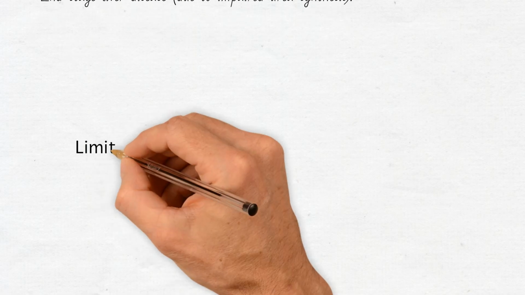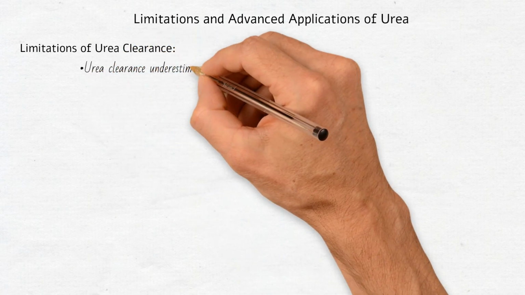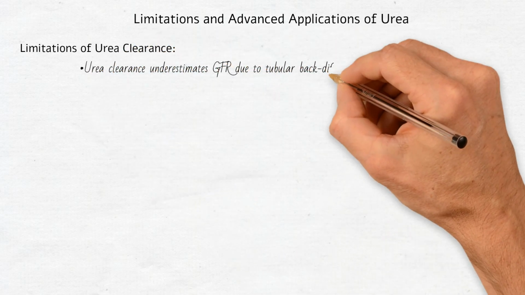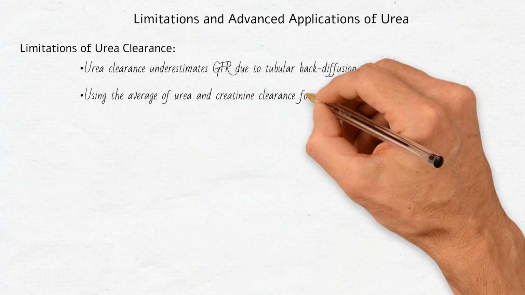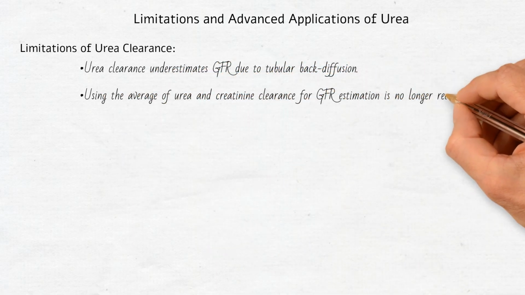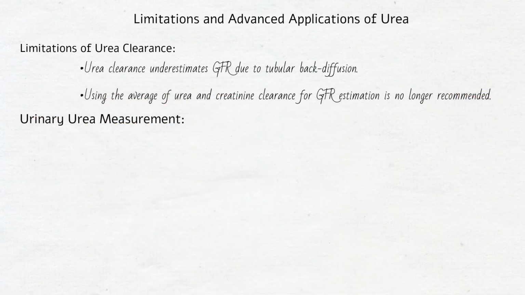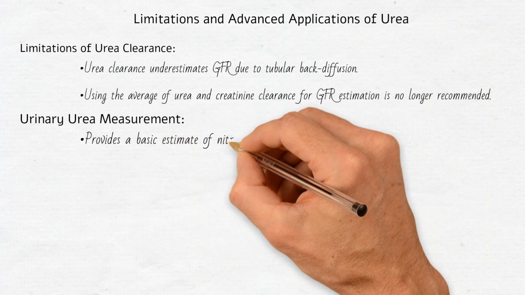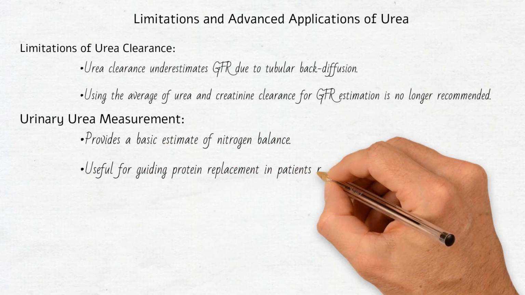Limitations and advanced applications of urea. Limitations of urea clearance. Urea clearance underestimates GFR due to tubular back diffusion. Using the average of urea and creatinine clearance for GFR estimation is no longer recommended. Urinary urea measurement. Provides a basic estimate of nitrogen balance. Useful for guiding protein replacement in patients receiving parenteral nutrition.